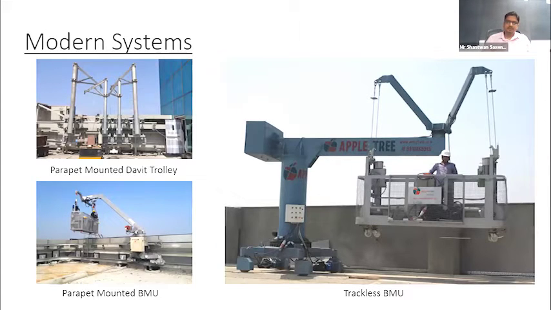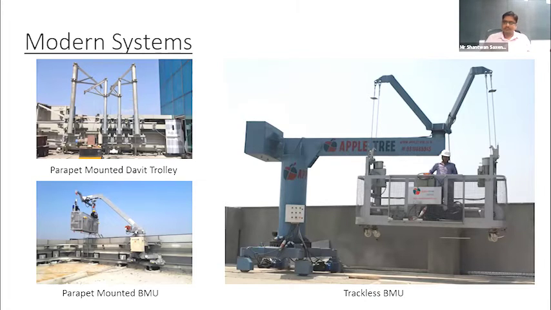Coming to the modern system, as the buildings are getting taller and the complexity is increasing day by day, we had to switch from the conventional system to the modern system. So now what is the modern system? We have this parapet mounted Davit trolley. We suggest using this parapet mounted Davit trolley in case we have the RCC parapet, which is there to undertake the load of the system, and the requirement is to have a manual or motorized traverse movement. But the outreach is limited up to 3 to 4 meters.